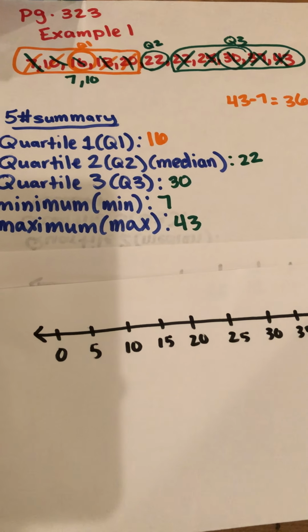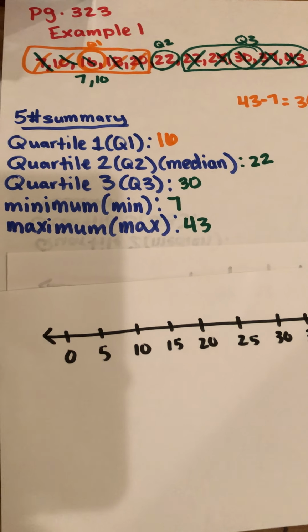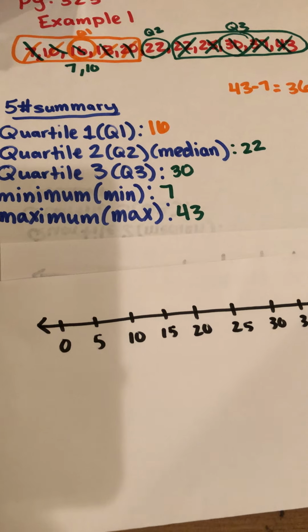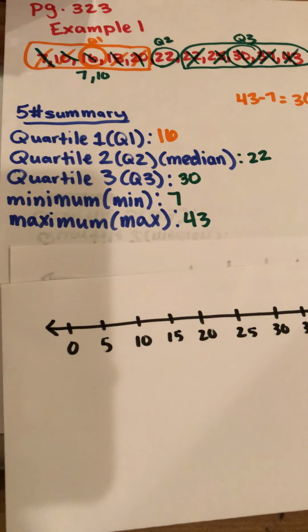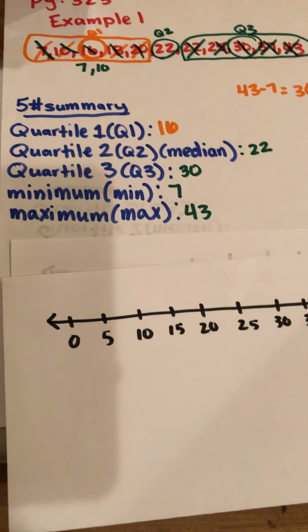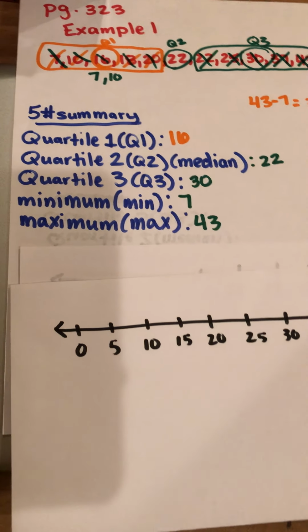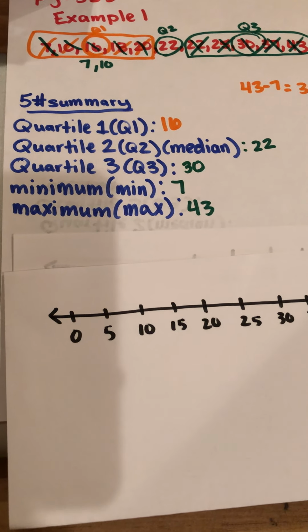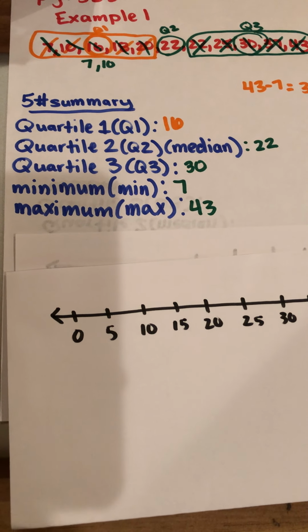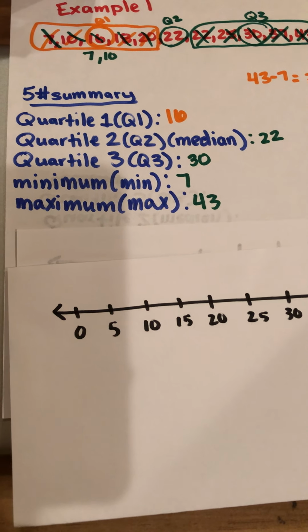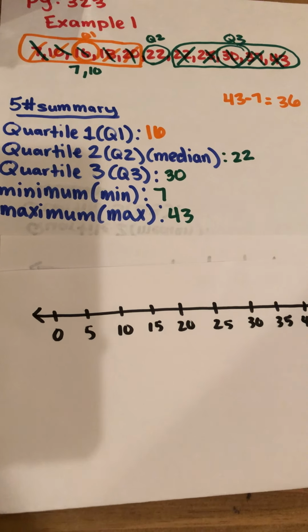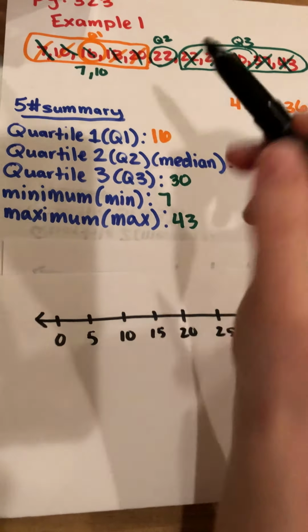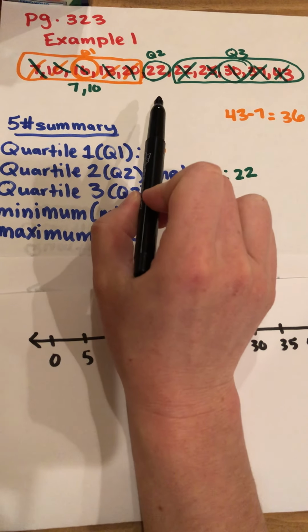Okay, this is page 323, example 1, analyzing a set of data by creating a box and whisker plot. And they're actually referred to as box plots now, not box and whisker. This is data of a girls' basketball team and their scores. I have ordered them from least to greatest, and I'm sorry, my work is already done because my camera died. So I ordered it from least to greatest.